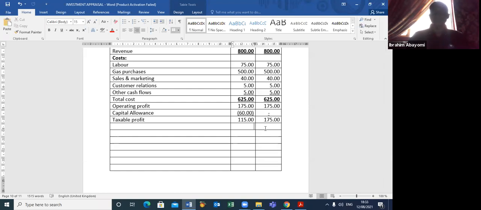What we're going to do is that after we have done this, we have to go and sort those other cash flows separately. We call them other cash flow. We're going to do them in a separate table. So these are taxable profit.